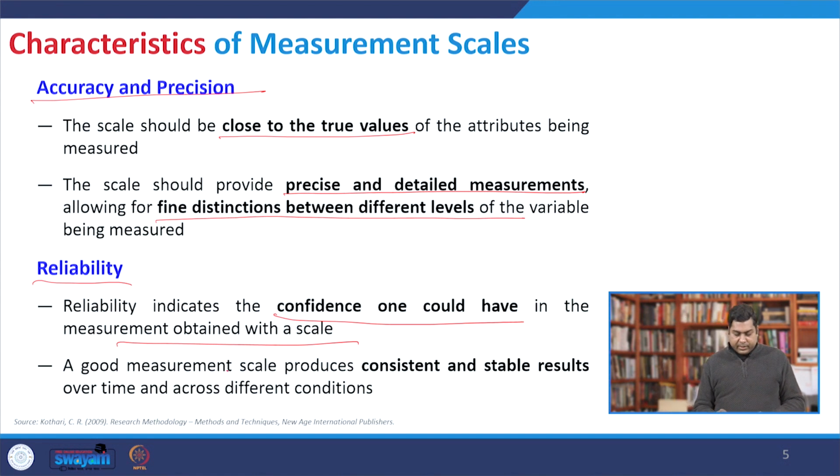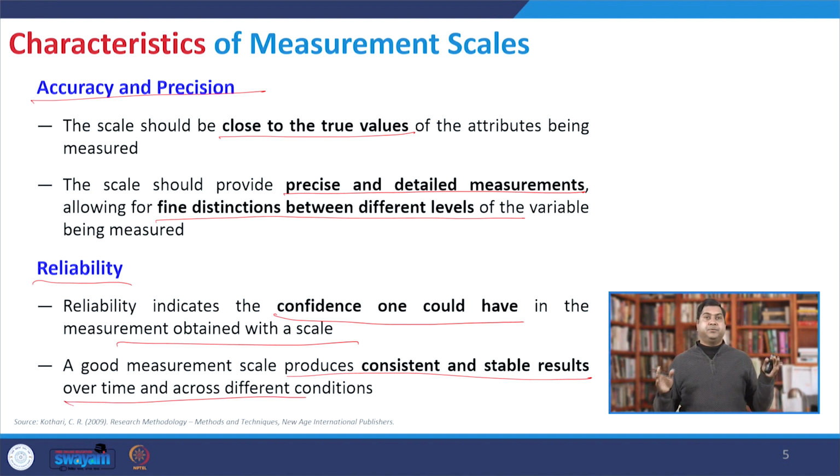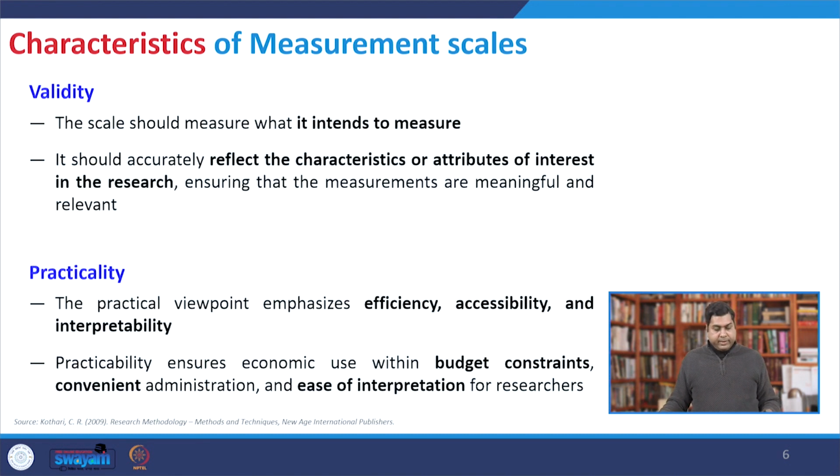A good measurement scale produces consistent and stable results over time. So, this is a check if you design a particular questionnaire in a good or reliable scale. Anytime you conduct the survey with the same scale, you intend to get the same or similar result. If it is not exactly the same, it will be a similar result, so that the consistency can be assured.